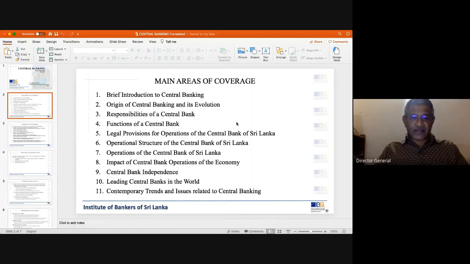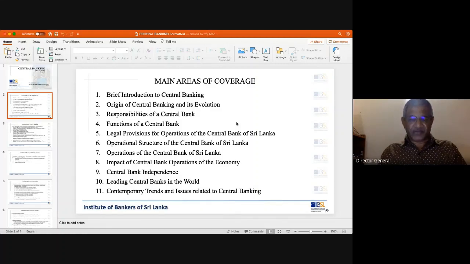Then after that, operations of the central bank. This operational structure is just the framework. Within that structure, the central bank performs many operations. Those things will be discussed under seven. Then the eighth one is the impact of central bank operations in the economy.